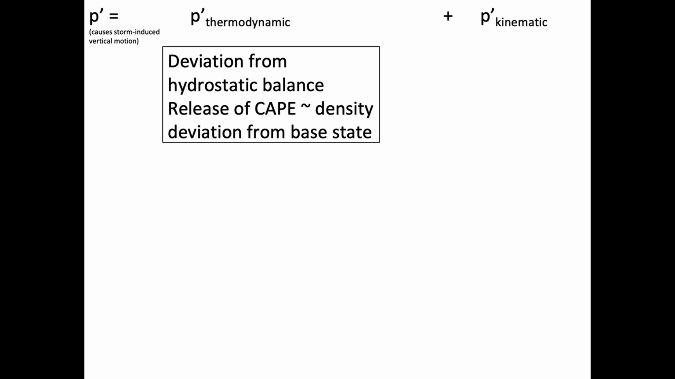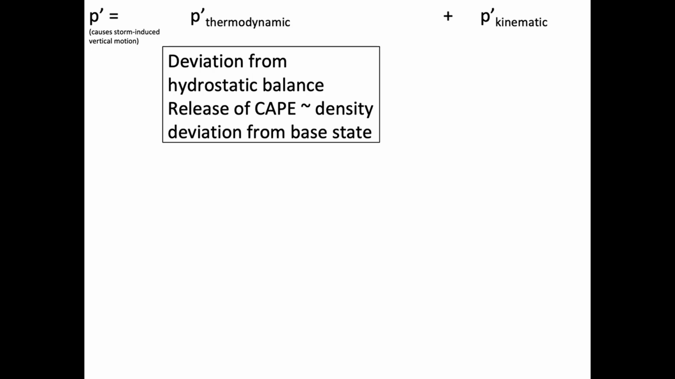We'll have the presence of CAPE. Convective available potential energy will translate to convective updrafts, and those are going to be arising from, or rather represent, a deviation from the base state, in which case the density of that parcel of air is less than that of its surrounding environment. Now, there are other ways, though, for this perturbation pressure to arise in the atmosphere aside from just a thermodynamic component.